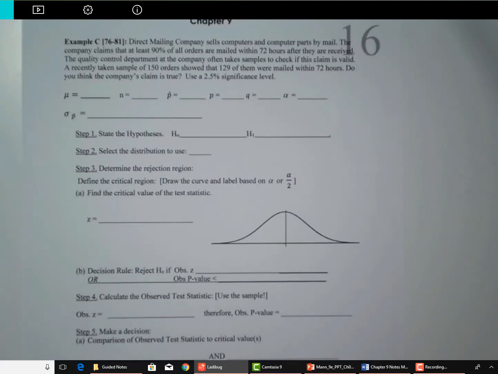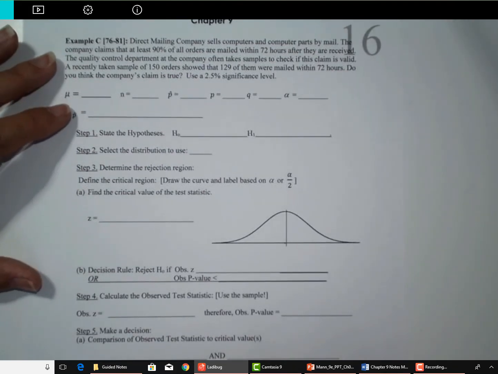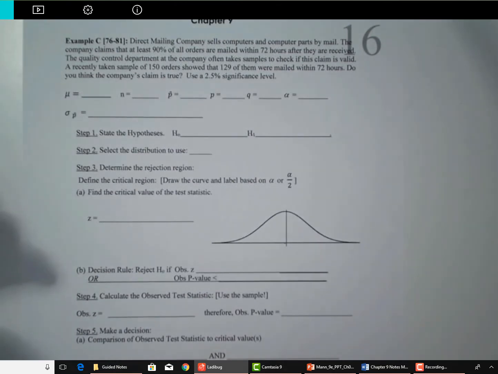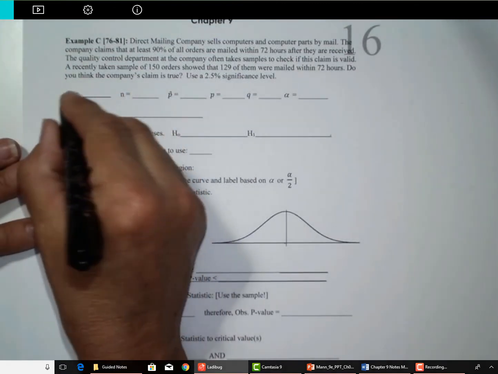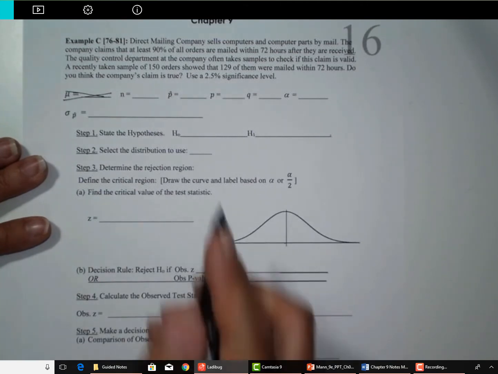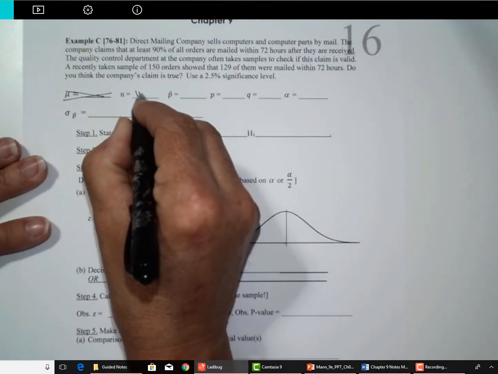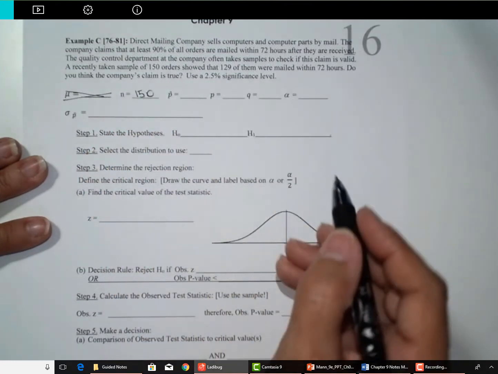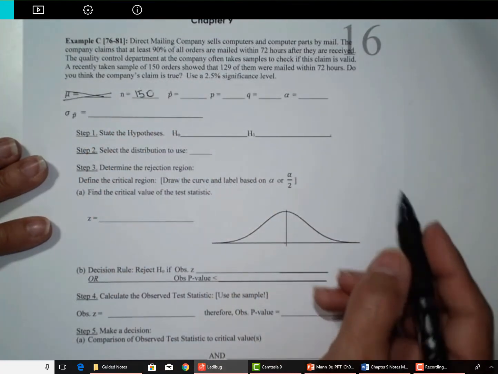Now, as always, we know we're dealing with a proportion problem because we've got all these percentages sprinkled in here, and nobody even talks about a standard deviation. If we're going to deal with the other types of problems, somebody has to say something about standard deviation. We don't have the old mean, but what we do have is a sample size. They're taking a sample of 150 orders. They're checking to see if they are mailed within 72 hours.